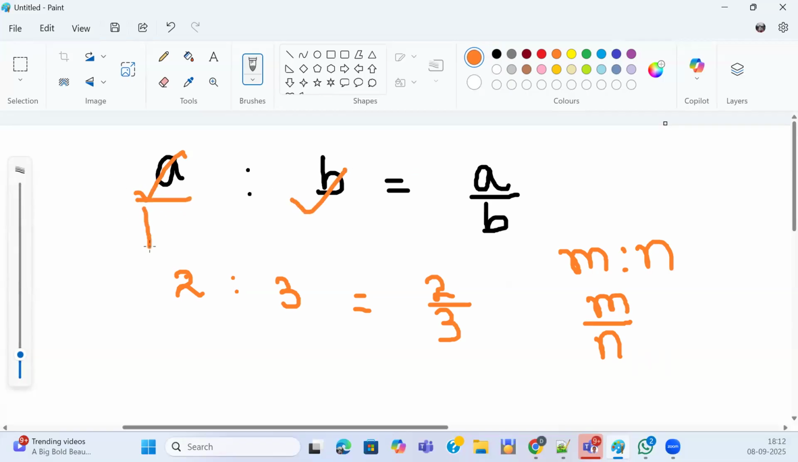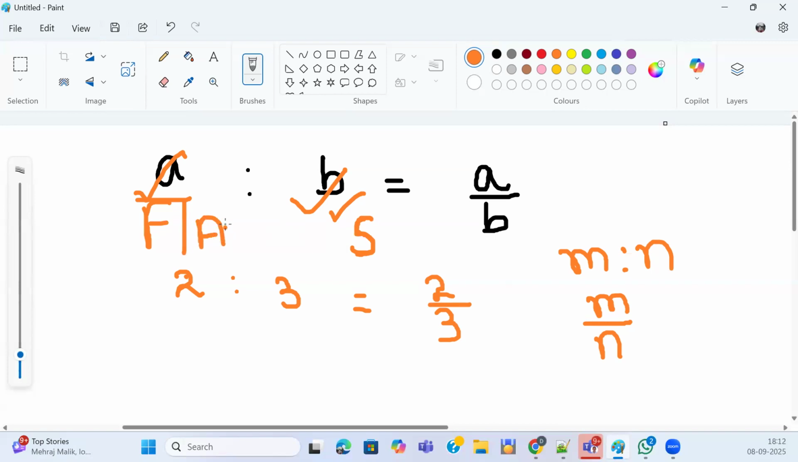So in the case of ratios A is to B, what is A? A is called the first term. What about B? B is coming second, right? So that's why this is called the second term. So the first term, the other name for the first term is antecedent.